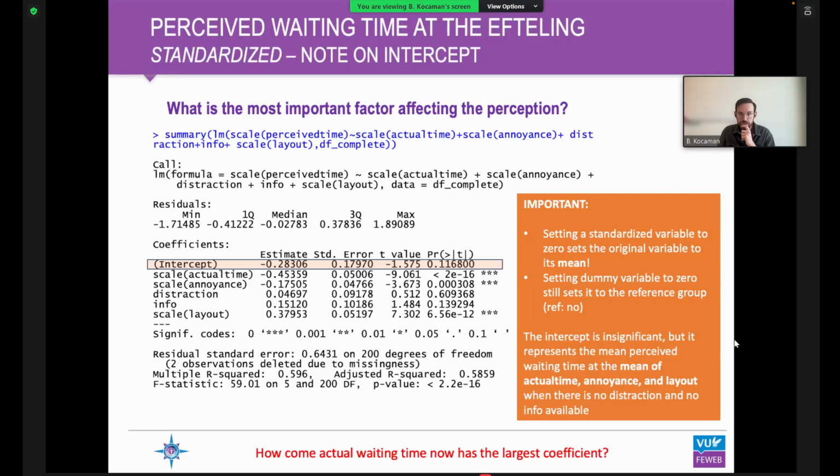Yes, exactly. So actual time, annoyance, and layout are standardized, and the rest are dummy. And you can also see that through the scale function here. So the way to standardize metric variables is to use scale both for the dependent variable and for the independent variables. But the independent variables have to be metric for you to be able to standardize, because mean and standard deviation are not meaningful for dummy variables.